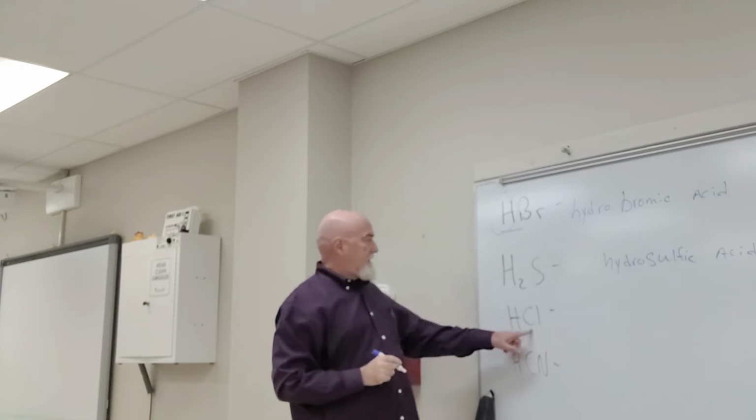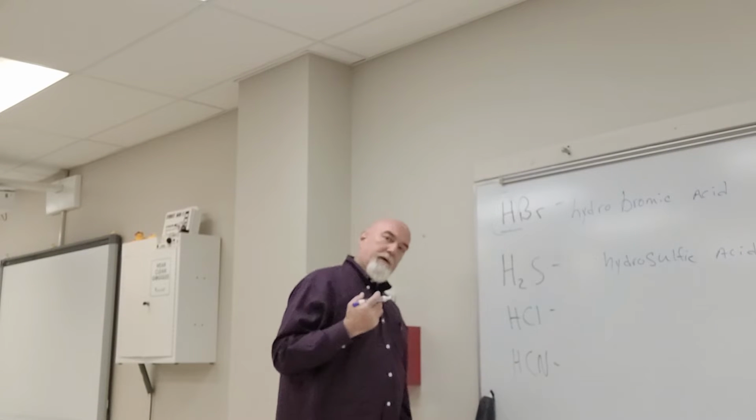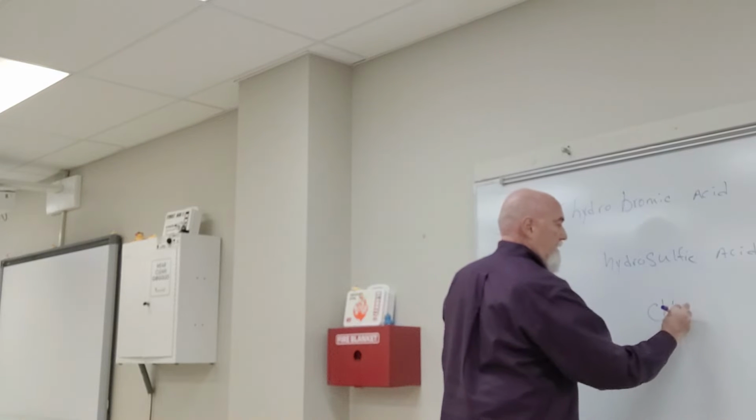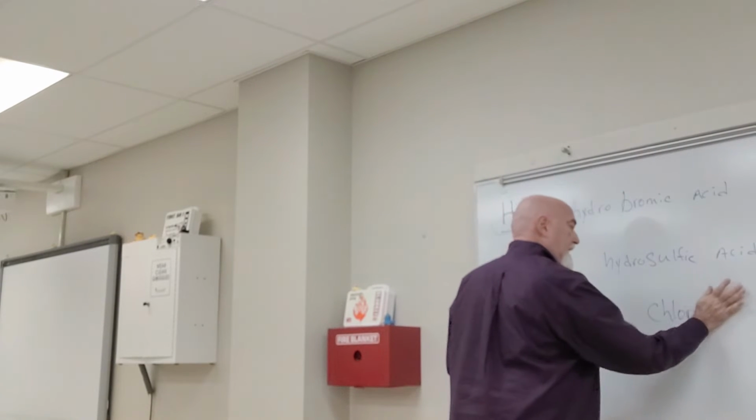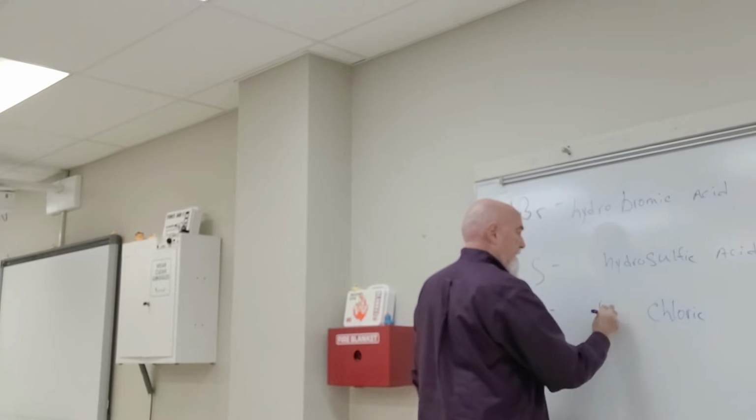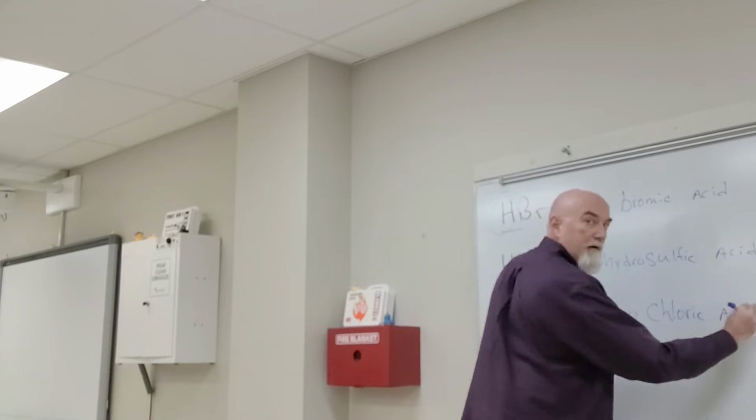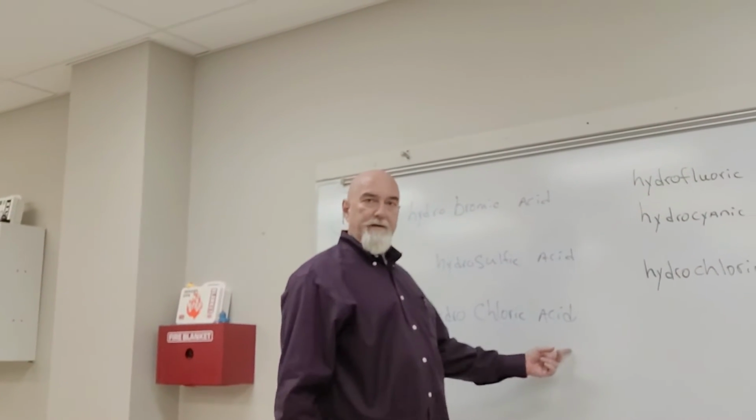Right here, HCl. We see what that anion was. Chlorine. So chloride was the anion. So just like the others, that IDE changes to IC, and it's hydrochloric acid. We may have lost the end of that there, but you guys should know what I was typing. It's what we said right here, hydrochloric acid.